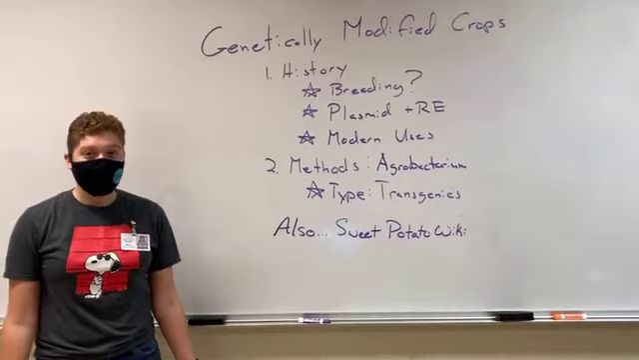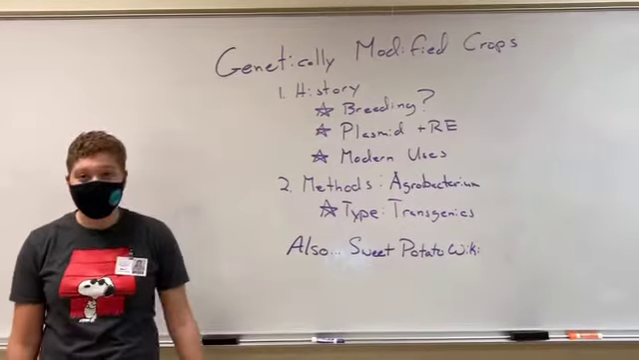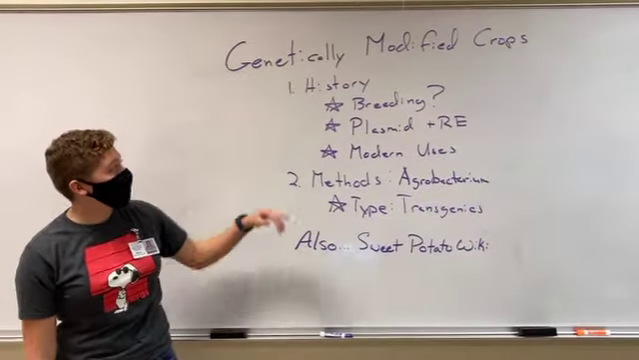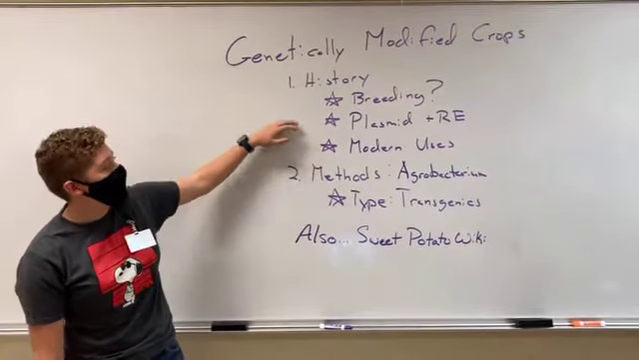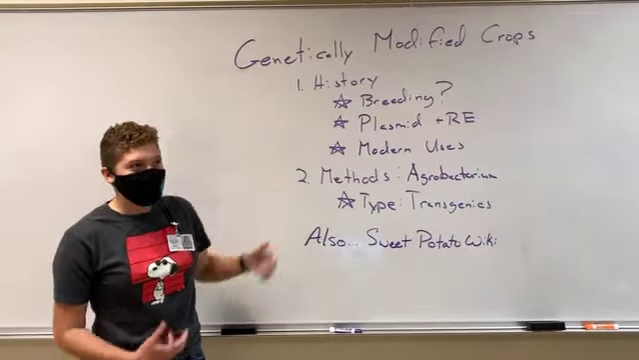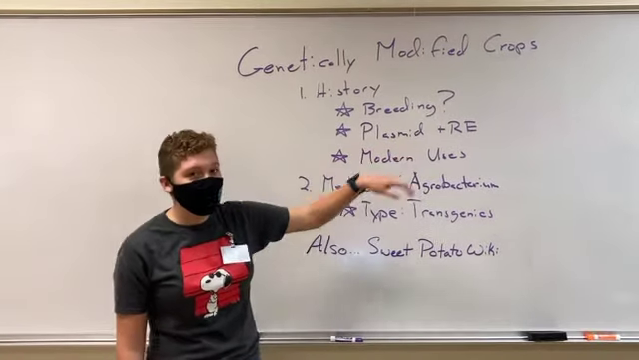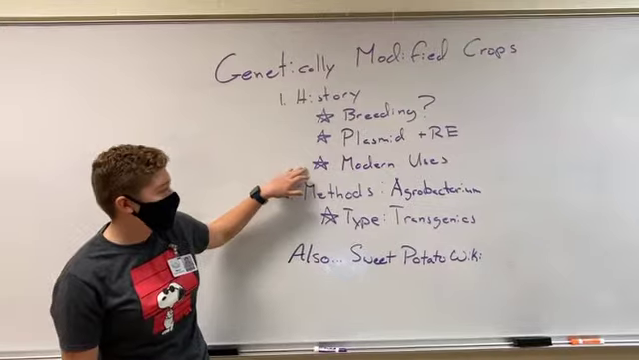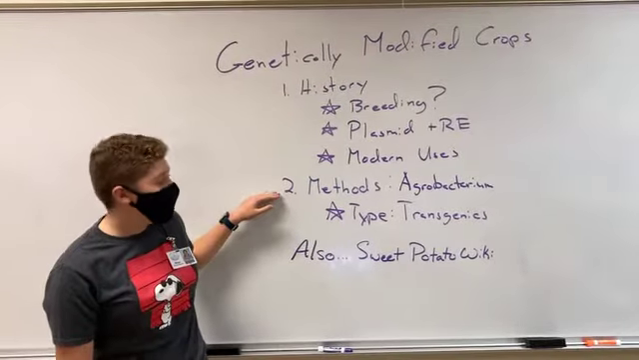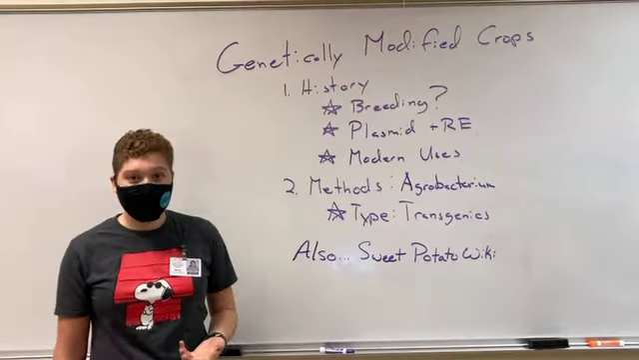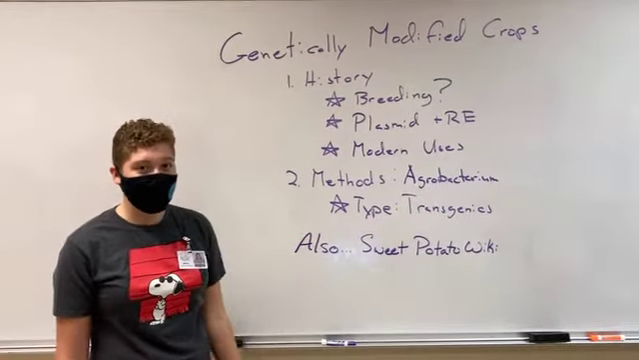All right, now we need to do some reading. So what you need to do is look up the wiki for genetically modified crops, and you're going to do a little reading on it. You need to focus on the history and look at breeding and how breeding is different from genetic modification. Focus on some newer updates, I guess you could say, to how genetic modification is done with plasmids and restriction enzymes, and then check out some of the modern uses and how that is being used today. The second section, check out methods and focus on agrobacterium. That's the one that we covered today, with the type being transgenics and how that works.